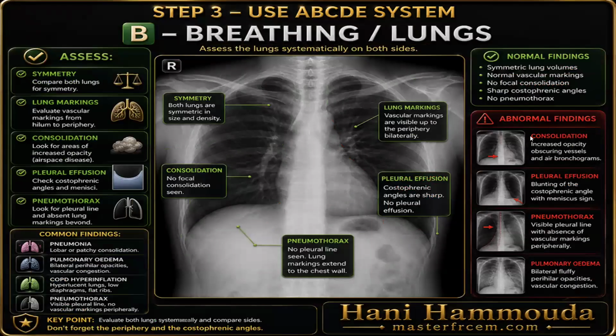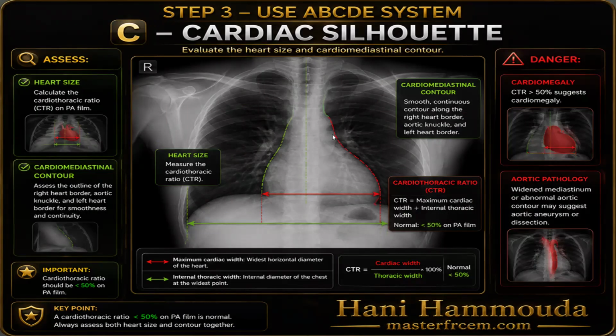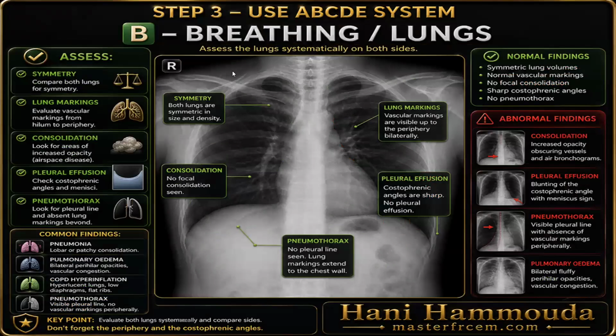So abnormalities of the lung fields in B, and abnormalities of the heart or aorta in C, cardiac circulation. Did you get my point? Do you have to measure the mediastinum or not? Yes, widen. Because what does C mean? Circulation. What does B mean? Breathing, lung. So here you will comment on the normal lung fields and the abnormal lung fields.